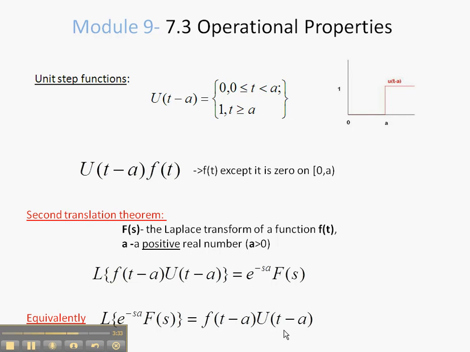The key thing in this section, I think, is to understand when to apply which theorem. And so two features of the second translation theorem are, of course, if you see a u, then you know that you should be using the second translation theorem. Also, the exponential appears as a function of s, whereas the exponential in the first translation theorem appears as a function of t. So that's the difference between the two.